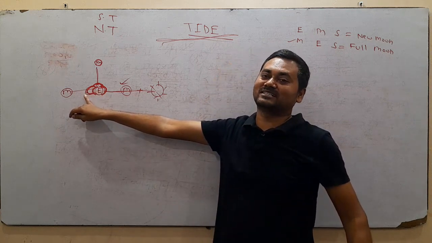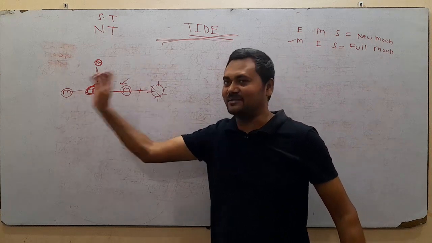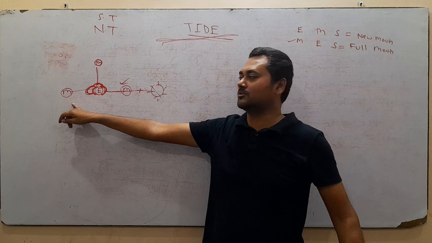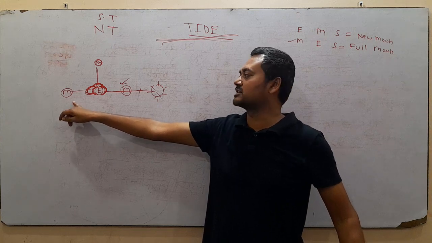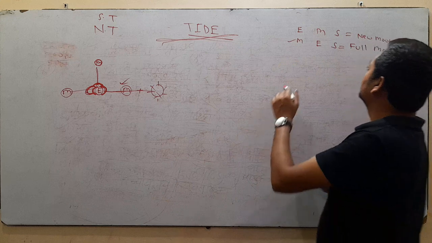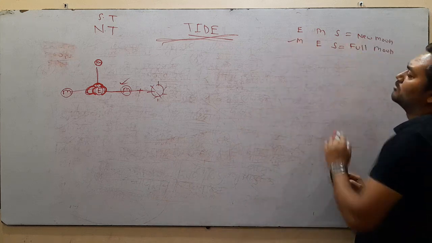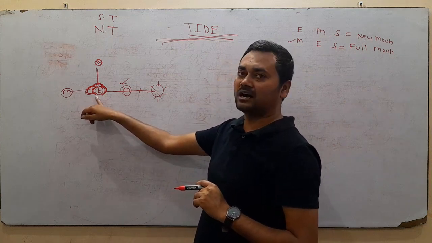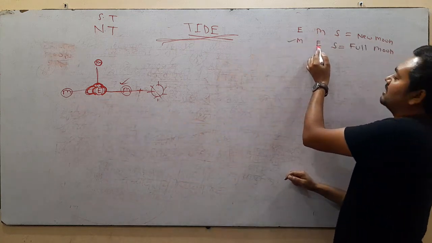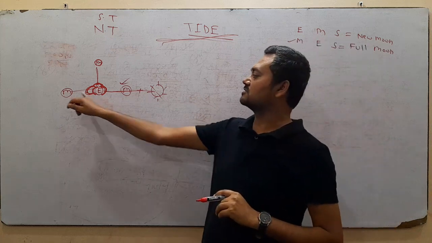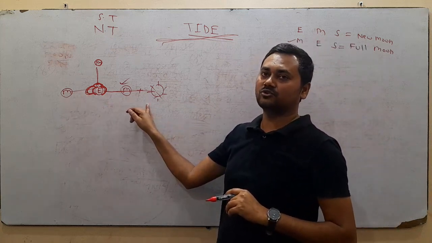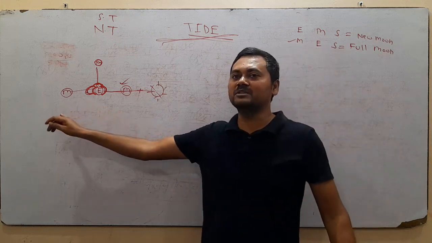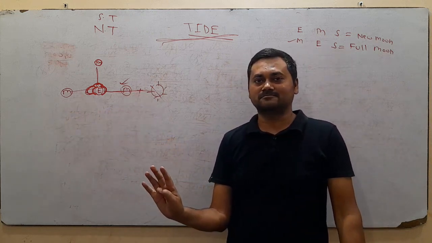By the way, it is a little bit technical, but I am telling in one line that even in this case, this case is known as what? This case is known as the full moon. Why full moon? Because the earth is in between the earth, the moon and the sun. So during the full moon position, we will be experiencing the spring tide.